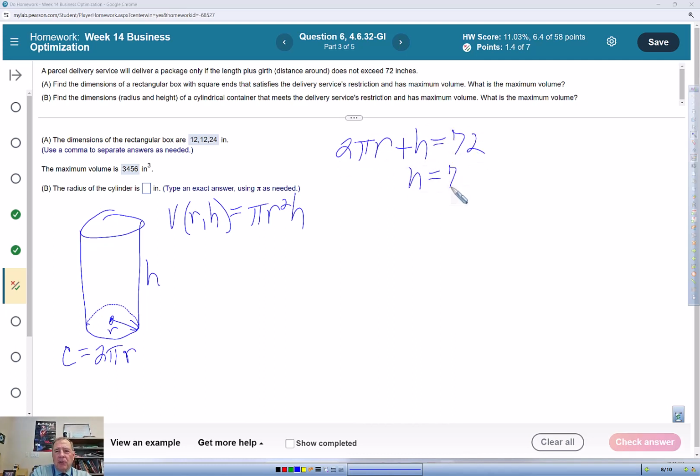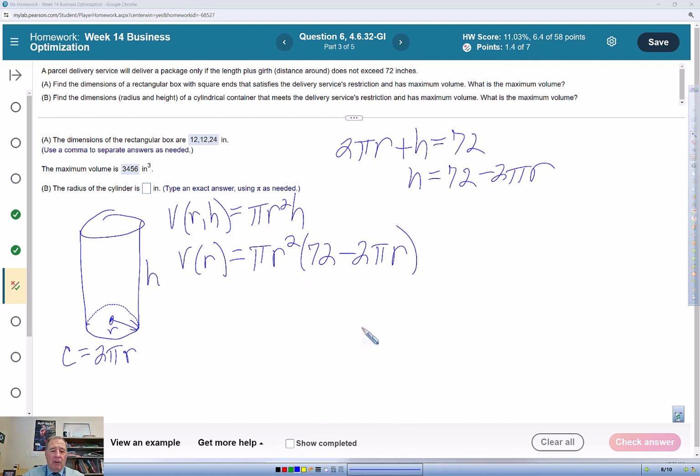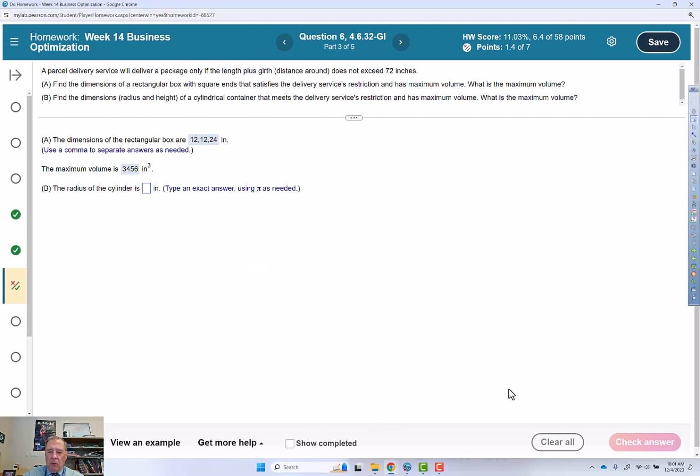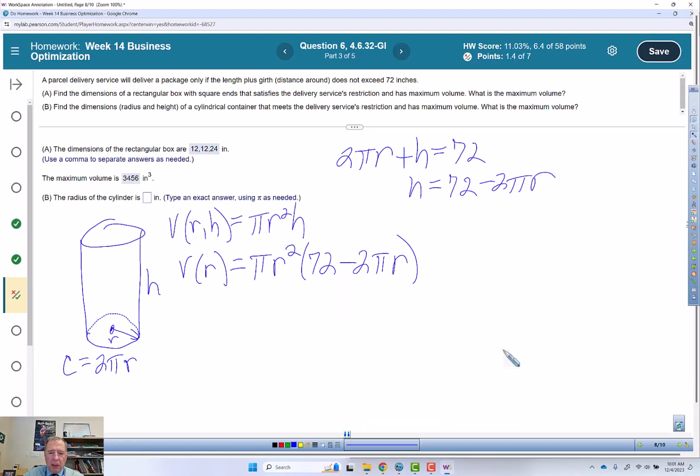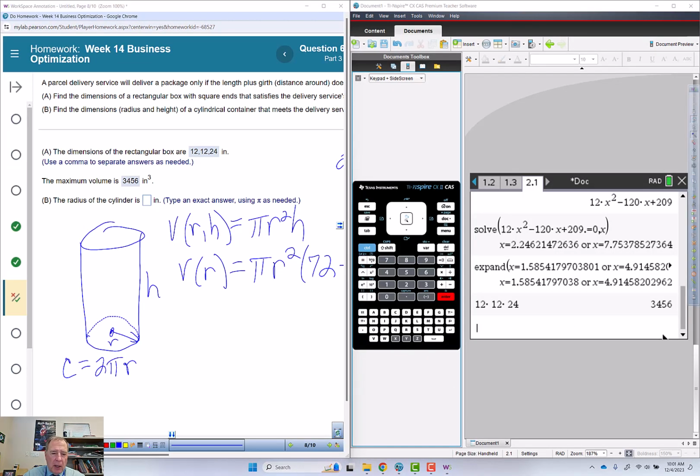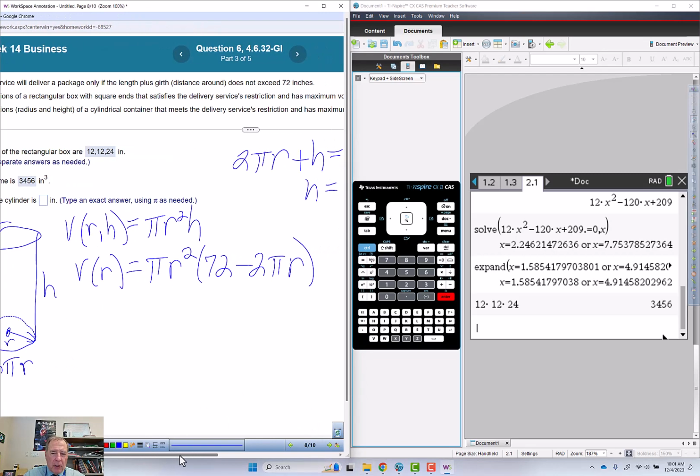So h equals 72 minus 2 pi r. So now I can get this down to just a function of radius. So that's pi r squared times h, which is 72 minus 2 pi r. And I'm not even going to try to do that by hand. We're going to go straight to the calculator here. I'm going to go to the calculator, get back our work picture here, half screen that, and I can move over so I can see my function.